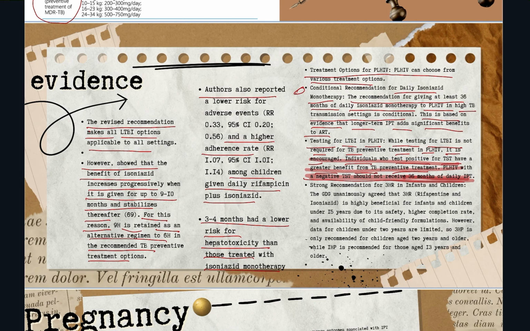Strong recommendation for 3 months of HR in adults and children. GDG unanimously agreed that 3HR, rifampicin and isoniazid, is highly beneficial for infants and children under 15 years due to its safety, higher completion rate, and availability of child-friendly formulations. However, data for children under 2 years are limited. So 3HP is only recommended for children aged 2 years and older, while 1HP is recommended for those aged 13 years and older.